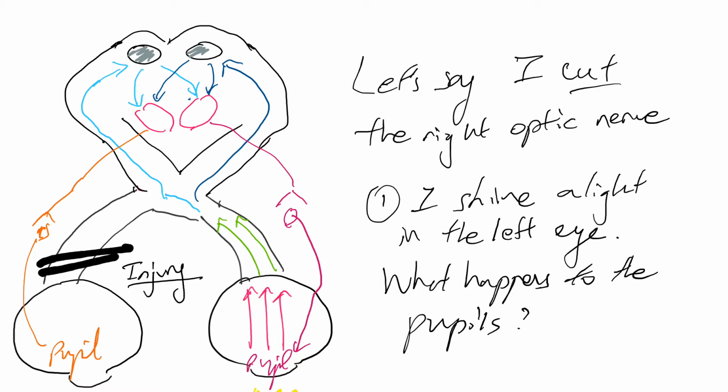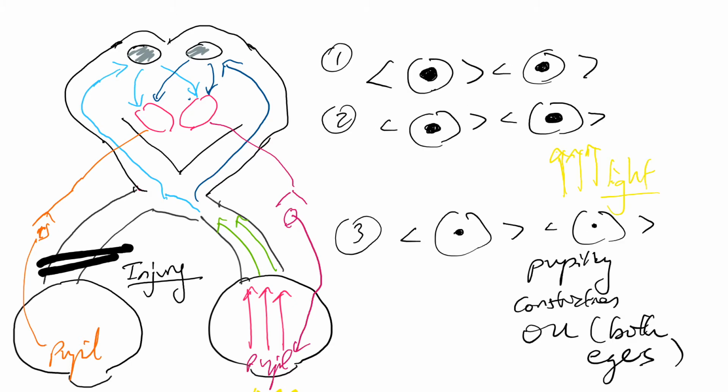So let's say I damage the right optic nerve. When I shine a light to the left eye, what happens to the pupils? So let's look at this in more detail. What happens to the left optic nerve is exactly what we covered in the previous slides.